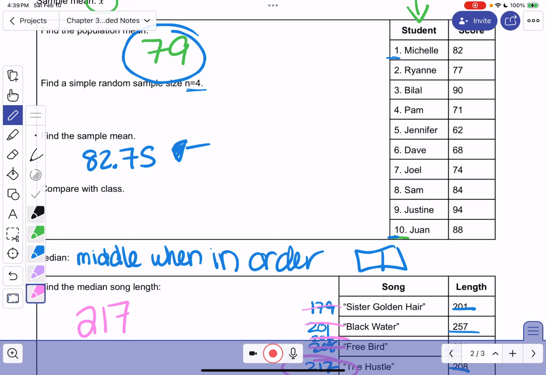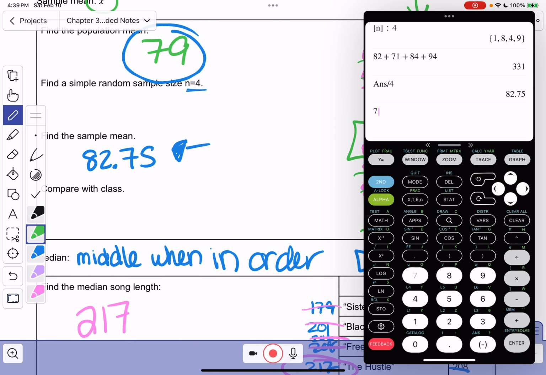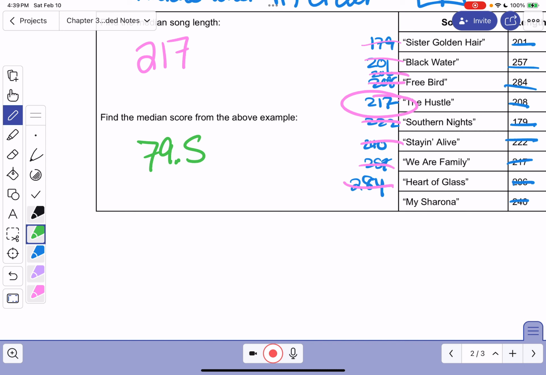All right, so let's see. Our lowest is 62. Then we have a 68. Then we have 71, 74, 77. Then 82, 84, 88. And then 90, 94. So those cancel, those cancel, those cancel, those cancel. These are our middle. So 77 plus 82 divided by 2 gives us 79.5. So that's mean and median.